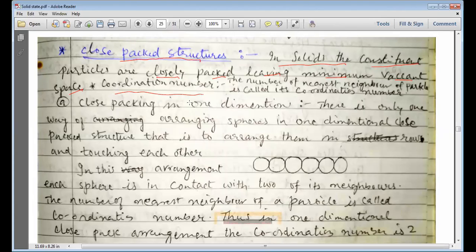Coordination number. Now we want to study one definition which is known as the coordination number. I am going to read it for you. The number of nearest neighbors of a particle is called its coordination number. Once again, I am going to read it for you, my dear students. The number of nearest neighbors of a particle is called its coordination number. So, the number of nearest neighboring particles represents the coordination number.